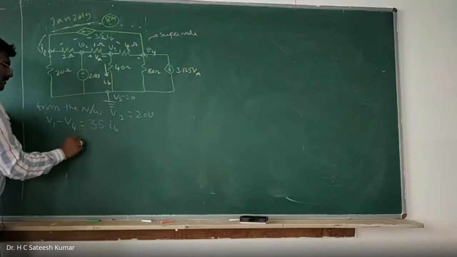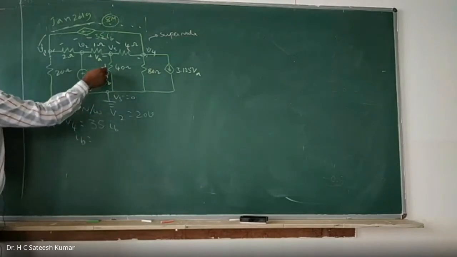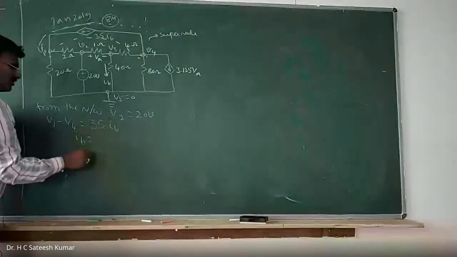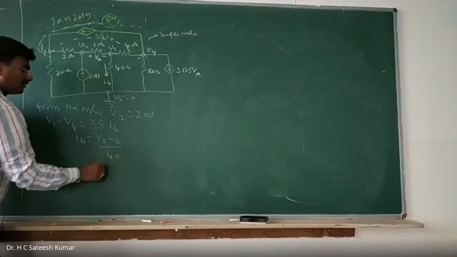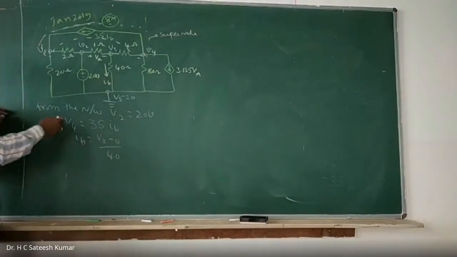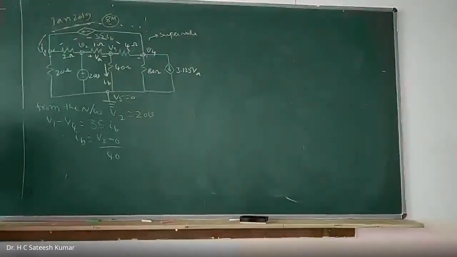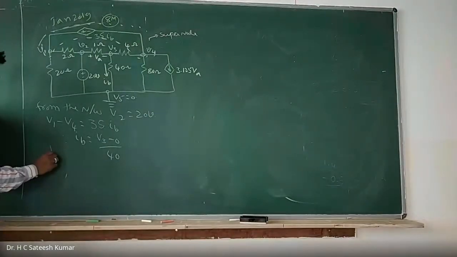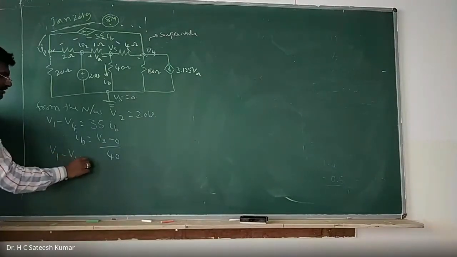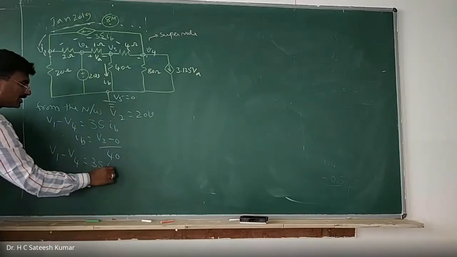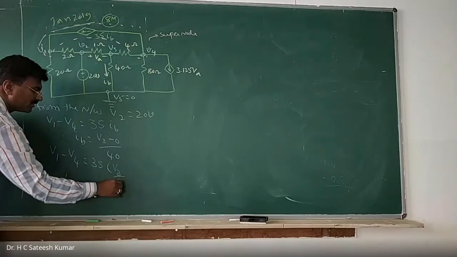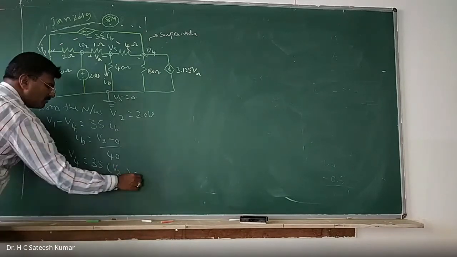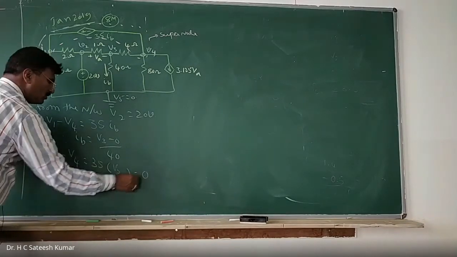Therefore, but IB is equal to what? IB is nothing but equal to V3 minus 0, divided by 40. Therefore, substitute for IB: V1 minus V4 is equal to 35 into V3 by 40. Cross multiply or you can simplify it. It is equal to 0.